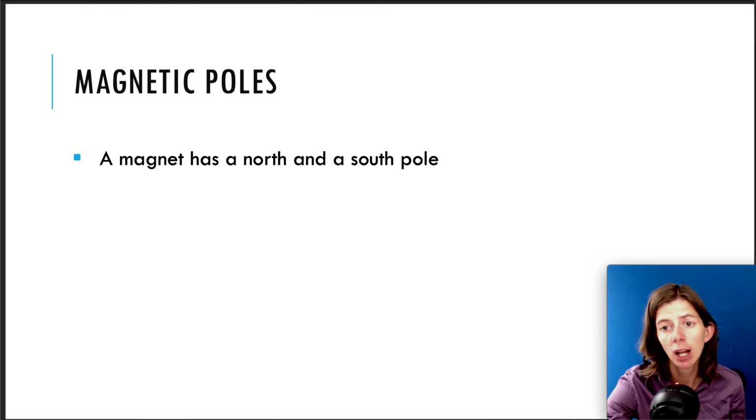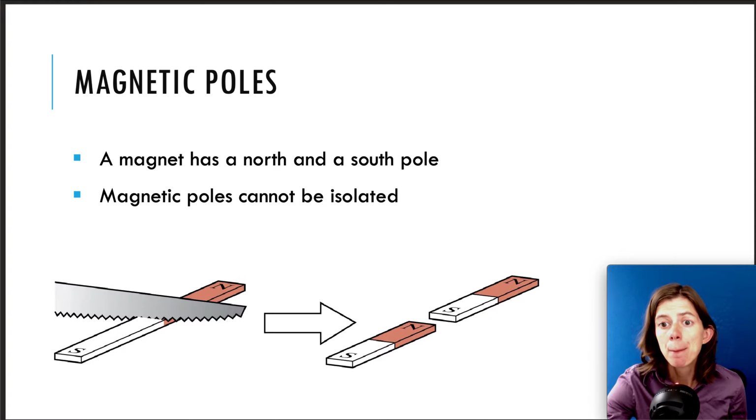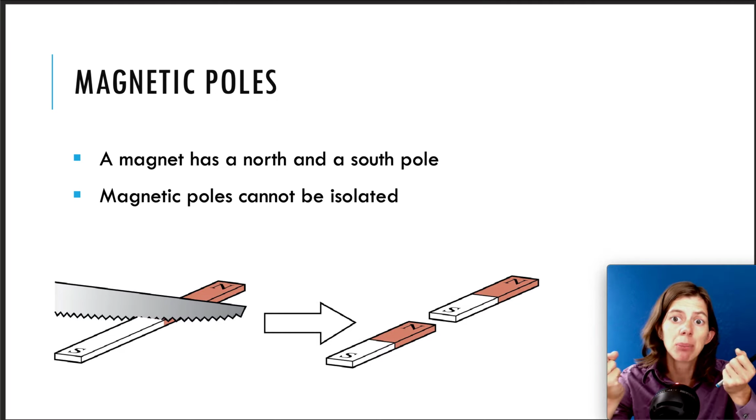So first of all, magnets have a north and a south pole. This is similar to charges, where there are positive and negative charges. However, magnetic poles cannot be isolated. If you have a positive and a negative charge, you can separate them.